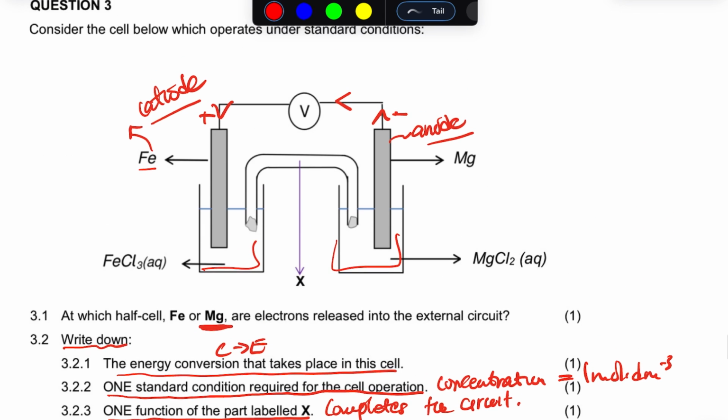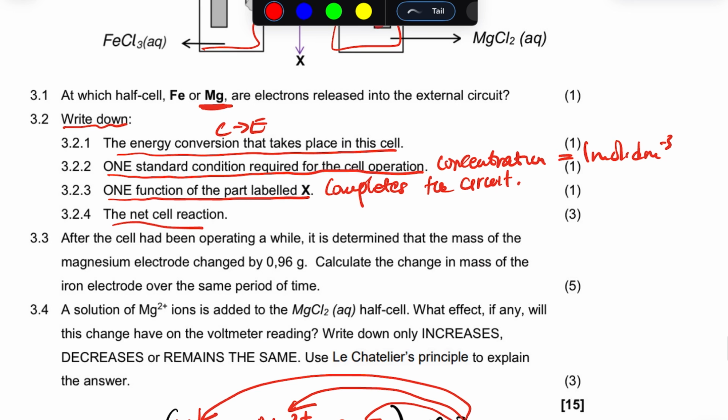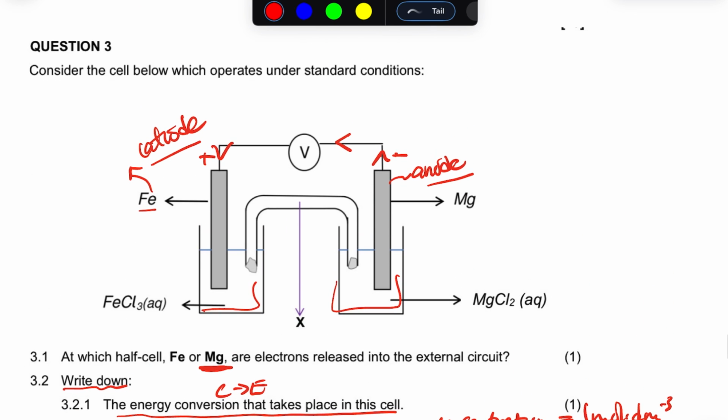What does it mean? Since this is an anode, we know that in an anode, the electrode is undergoing oxidation, so there's a decrease of mass. The mass decreases by 0.96. Now it says calculate the change in mass in an iron electrode over a period of time. This one decreases by 0.96, and the other will increase, but we want to know the increase. Remember, in the cathode there's an increase in mass, so we want the increase of that.